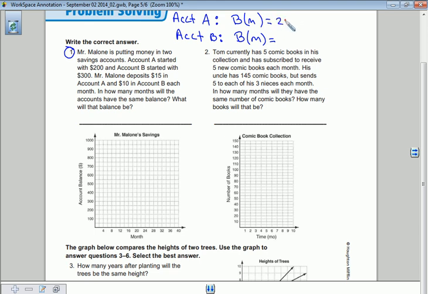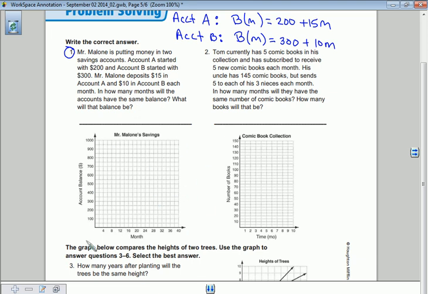Okay, so for account A, what was our starting point? 200. What was the starting point for account B? 300. Okay. How did account A change? $15 every month. How did account B change? $10 every month. So here are two functions that represent this situation.